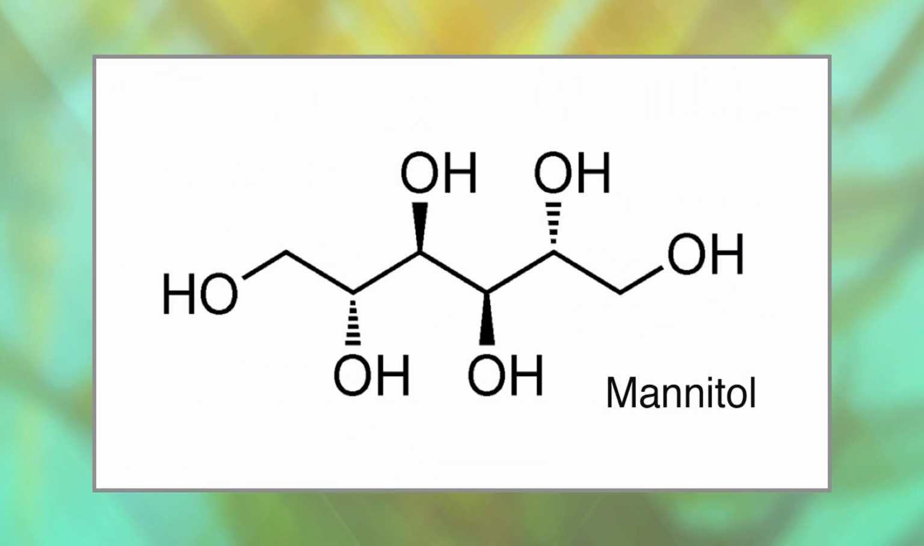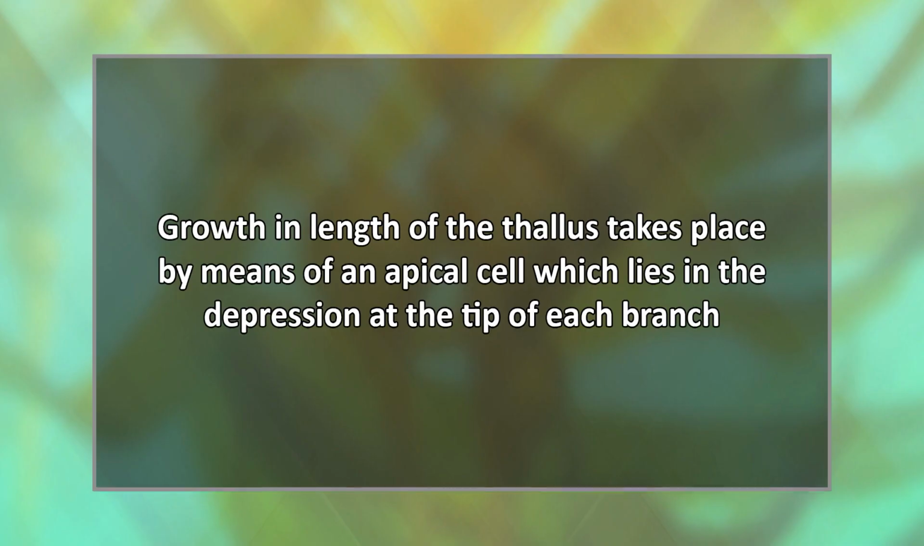Mannitol is the form of photosynthate translocated. The growing apex acts as a sink, with the mannitol translocated to the growing apex from the blades of the alga. Rudimentary sieve plates are present in Fucus. Growth in length of the thallus takes place by means of an apical cell which lies in the depression at the tip of each branch. The apical cell divides several times a year, resulting in the formation of a dichotomy or fork, with one arm or fork being longer than the other.